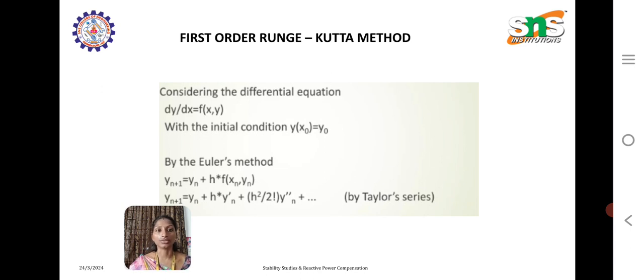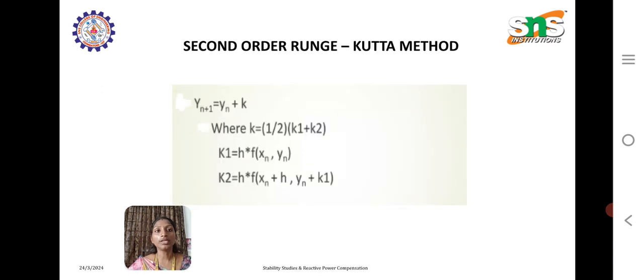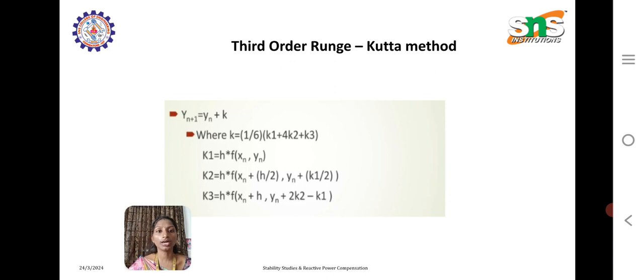Similarly, the second order continues by Taylor series. Coming to the second order, y n plus 1 is equal to y n plus k, where we have two parameters k1 and k2. k1 is the function of x n, y n, and k2 is the function of x n plus h and y n plus k1. Similarly, for the third order we have three parameters k1, k2 and k3, and the formula for k is 1 by 6 times k1 plus 4 k2 plus k3. So y n plus 1 is y n plus k, which never changes, where the k value alone changes based on the order.